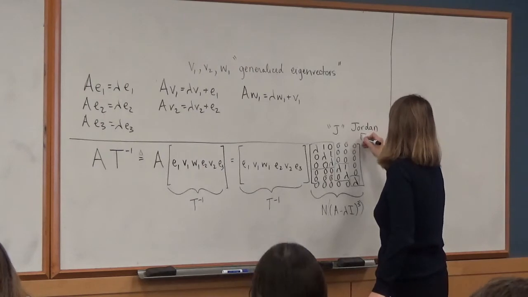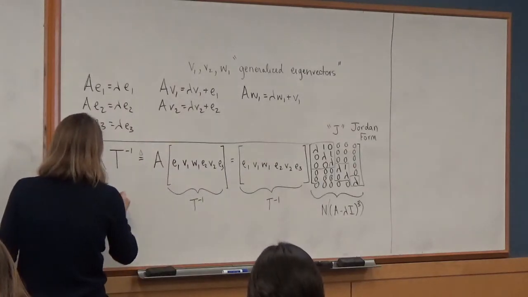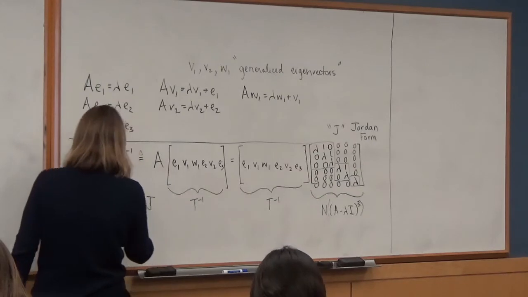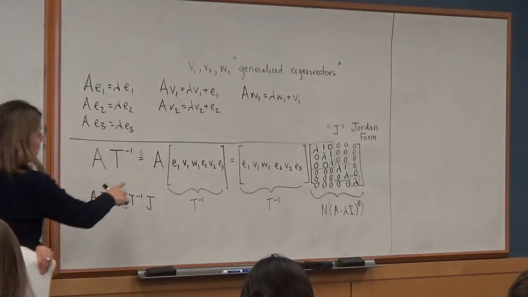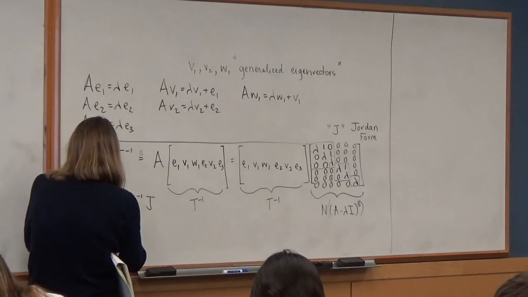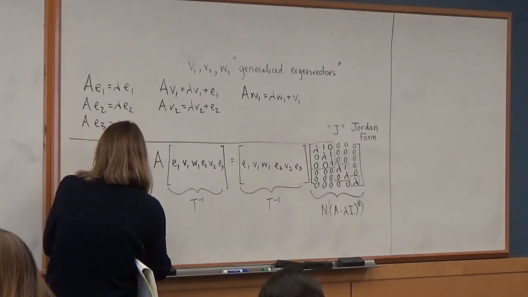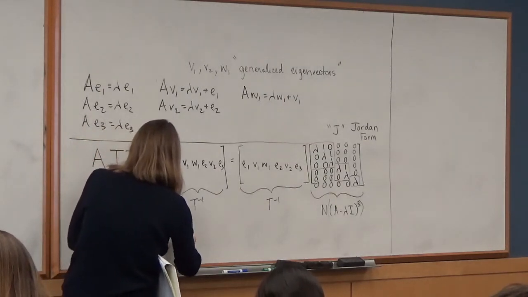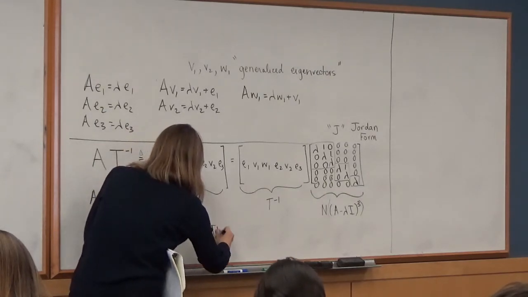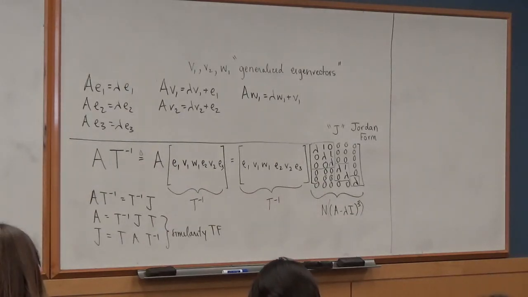So it's kind of the simplest form of a matrix without being a diagonal matrix. And so what have we said here? We've said that AT inverse is equal to T inverse J. Now we know these are linearly independent vectors, so we know that that's an invertible matrix. So now we know that A is equal to T inverse JT, or equivalently, J is equal to T A T inverse. So that's the similarity transform to put it into Jordan form. It's basically completely defined by the eigenvectors and the generalized eigenvectors, just like in the diagonalizable case, it was completely defined by the eigenvectors.